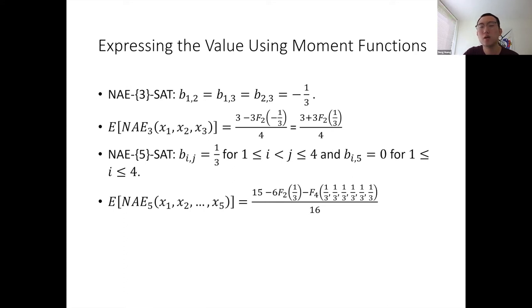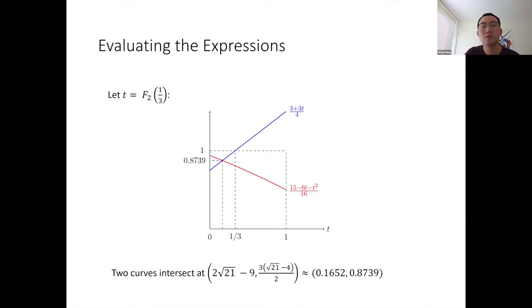And then using our key lemma, we have this is at most 15 minus 6 times f2 of 1/3 minus f2 of 1/3 squared, and then divided by 16. So we have expressed the value of our rounding scheme on these two clauses using just one variable, which is f2 of 1/3. And then it's clear what we should do next. We just try to find the minimum of these two functions.